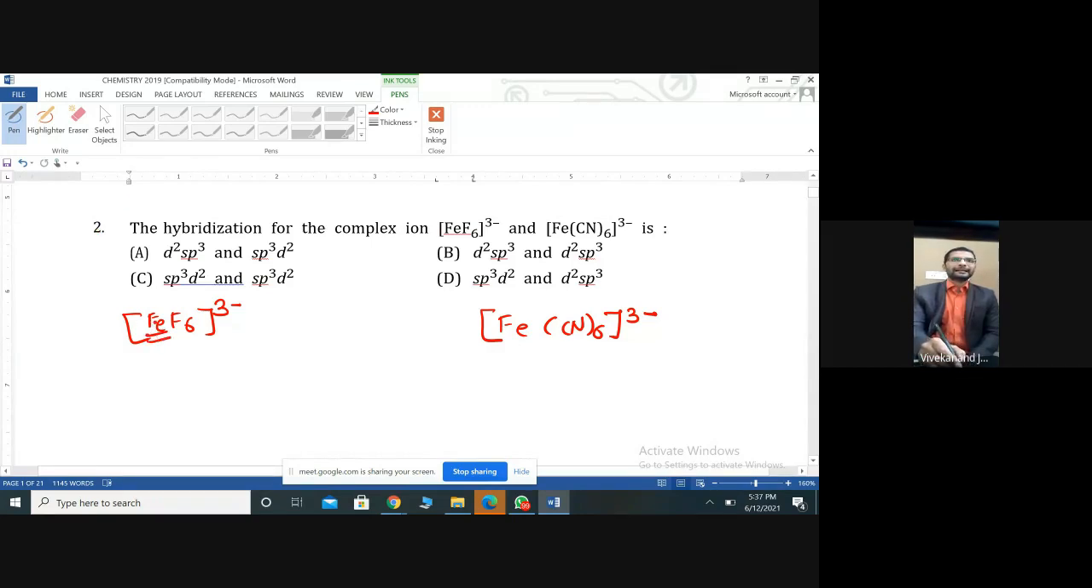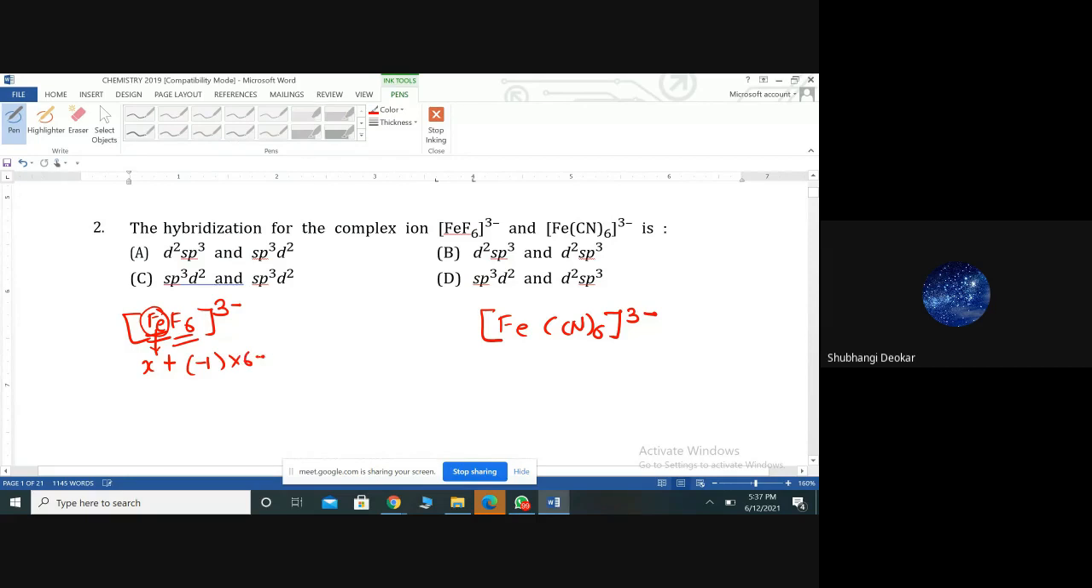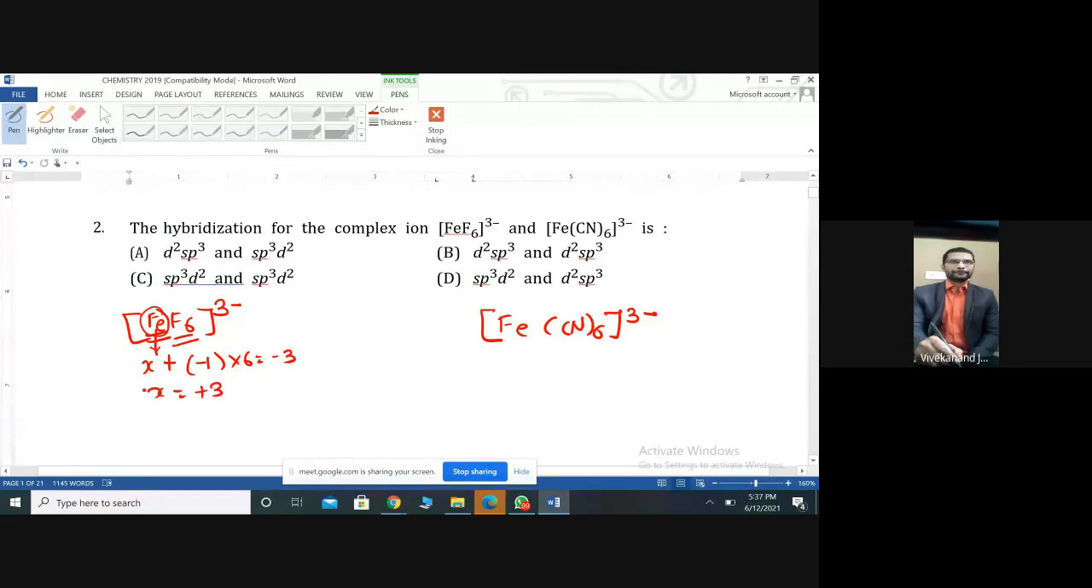Here we have the Fe. For that Fe, we have to initially find out the oxidation state of Fe. How can we find out the oxidation state of Fe? There is fluorine. This fluorine comes as -1. How many fluorines are there? 6 fluorines. So x is equal to +3.